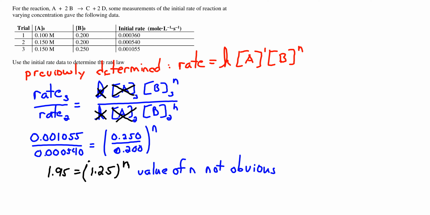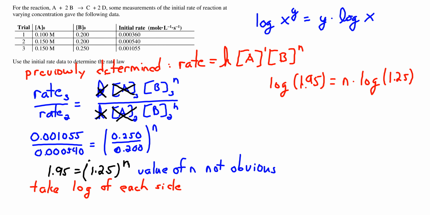All right, and we calculated these numbers, and to me, the value of n is not obvious. So what I'm going to do is take the log of each side. We're going to use the property of logs that if we take the log of x raised to the power y, y is going to come down in front, so this is equal to y times the log of x. So we take the log of each side of this equation. We end up with log of 1.95 is equal to n times the log of 1.25. We simply solve for n.